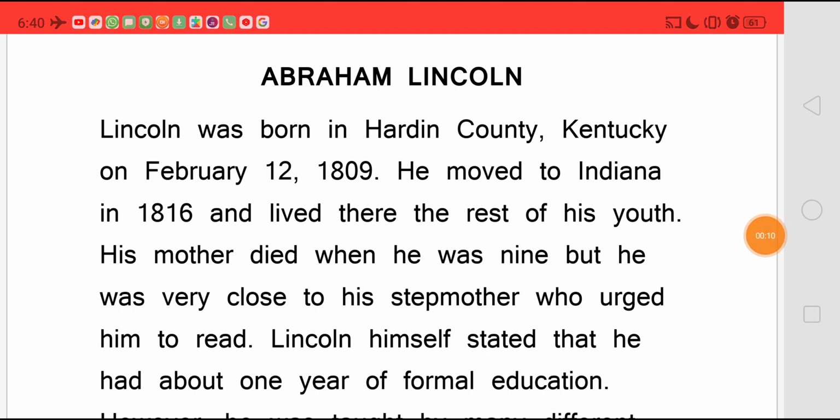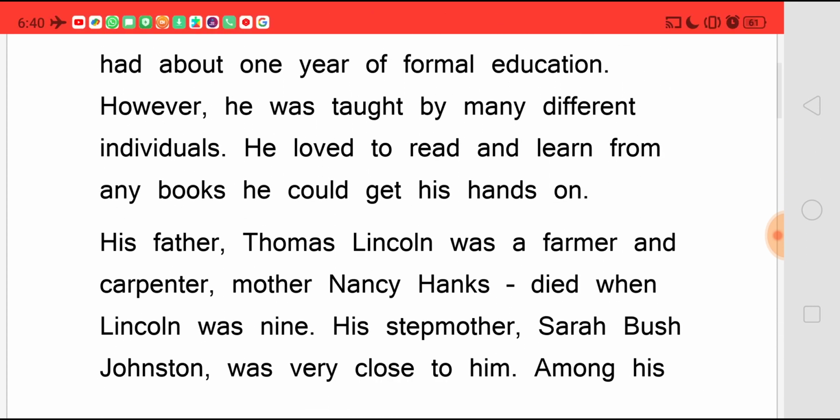Lincoln was born in Hardin County, which is in Kentucky, on February 12, 1809. He moved to Indiana in 1816 and lived there the rest of his youth. His mother died when he was 9, but he was very close to his stepmother who urged him to read. Lincoln himself stated that he had about 1 year of formal education. However, he was taught by many different individuals. He loved to read and learn from any books he could get his hands on.